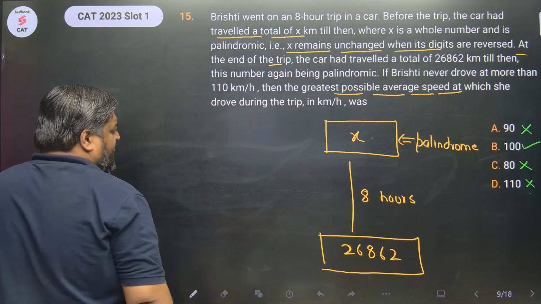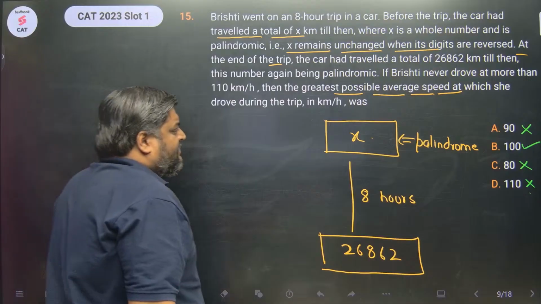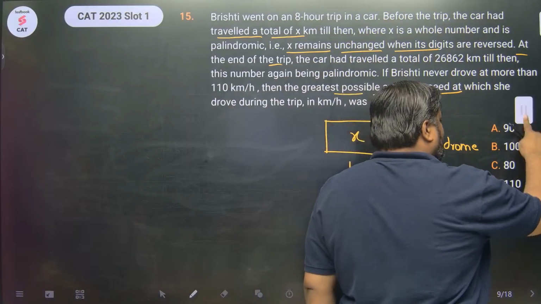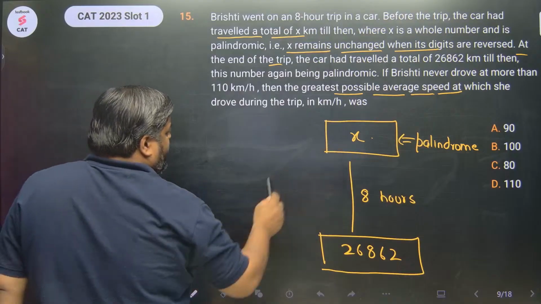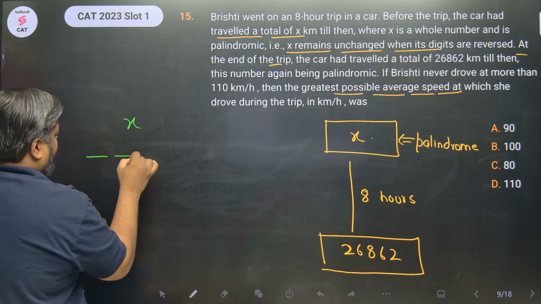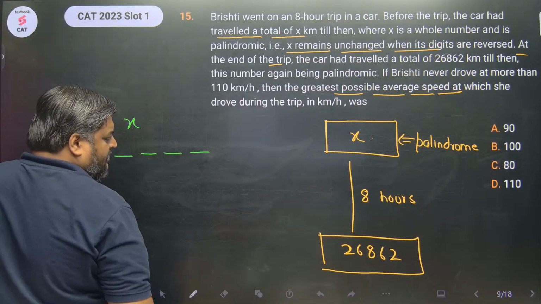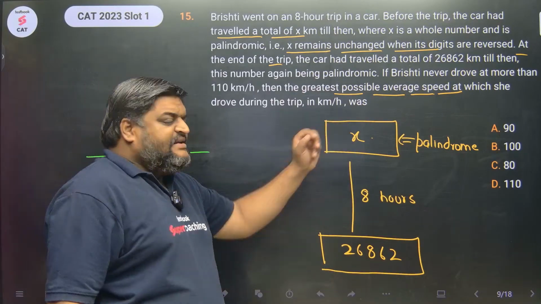Let's solve this by method also. I know that this x is also a palindrome, and x is a 5-digit number. It has to be a 5-digit number because this is a 5-digit number. X has to be a 5-digit number.